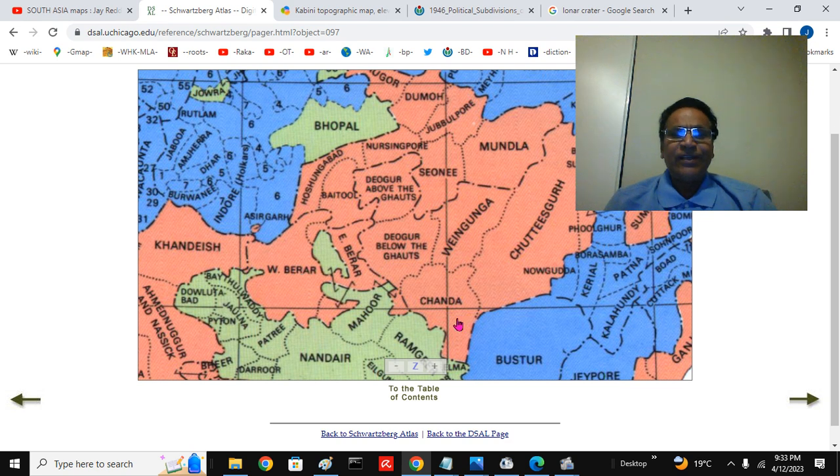Then the southern part, Chandrapur district, is the northern part, Wainganga. This is the Chhattisgarh basin, you can see. This is the Devagar below the Ghats, Devagar up the Ghats. This is the Betul region. This essentially you have the Betul region. This is the Chindwara region. Of course, this is the Jabalpur and Sagar Demo region.